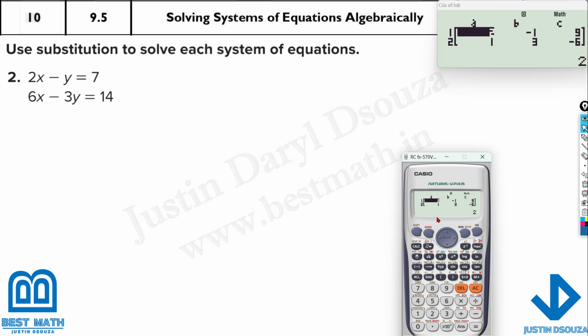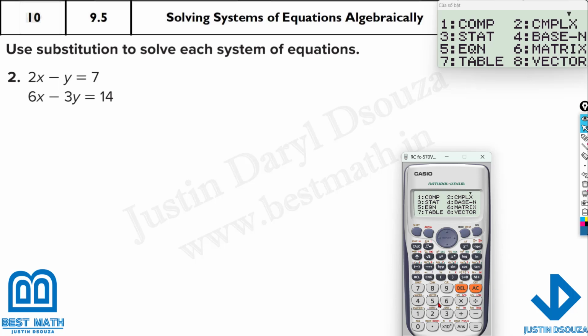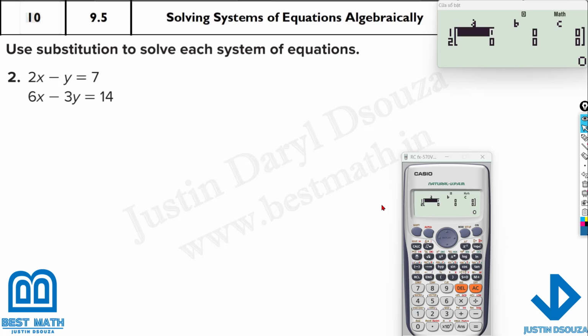You can press AC and get back to that, or you can click on MODE 1. We just need to type the coefficients. It's 2, -1, and lastly we have 7. In the second equation, we have 6, -3, and 14. Just remember, here you can see there's -y. There's nothing, so it's 1 and the negative sign, so it's -1.